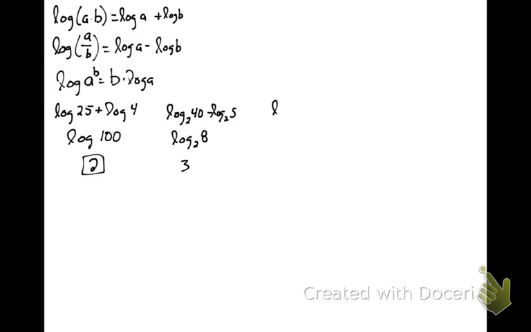Next, let's consider log of 10 to the 35th power. Well, I can bring that out front, so this is 35 times log of 10. Log of 10 just means 10 to what power is 10? Well, that's 1. So 35 times 1 is just 35.